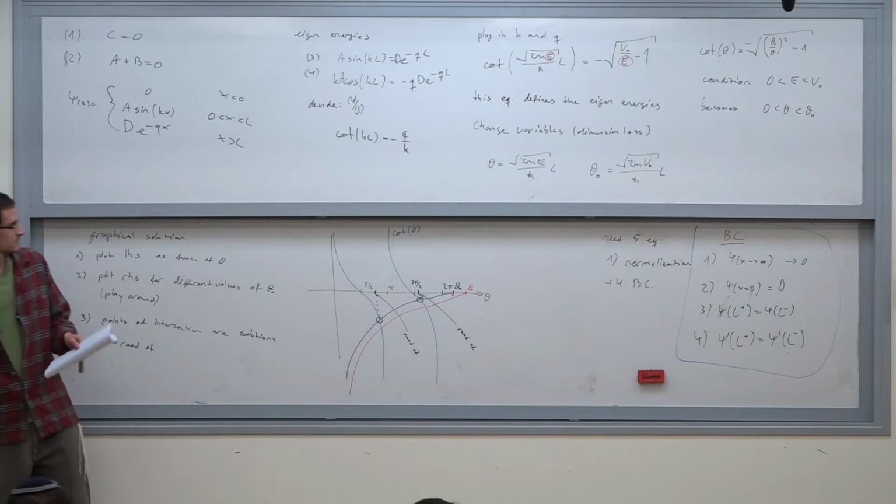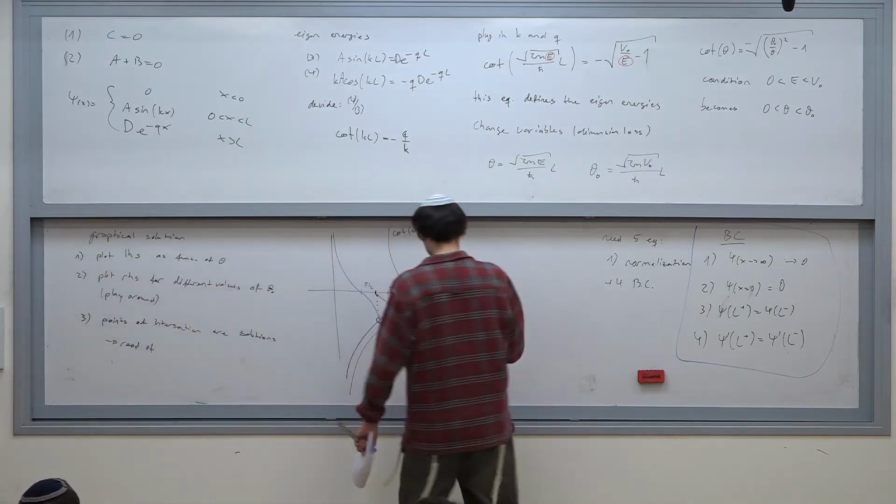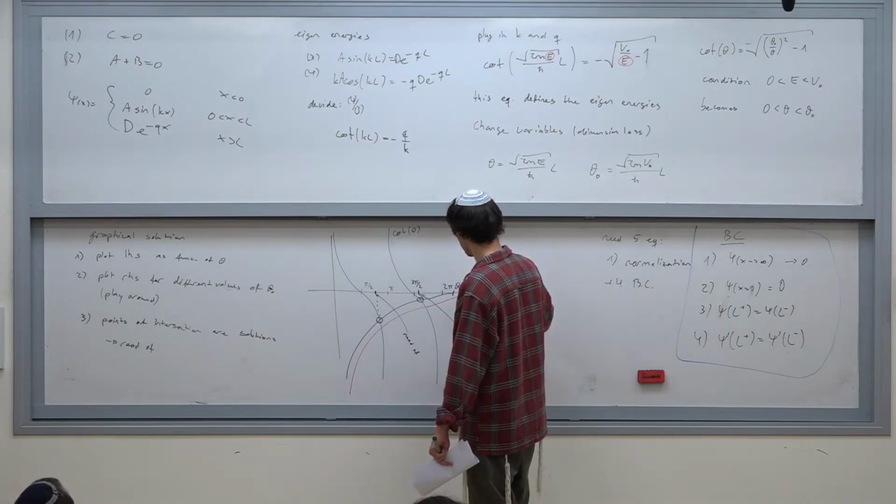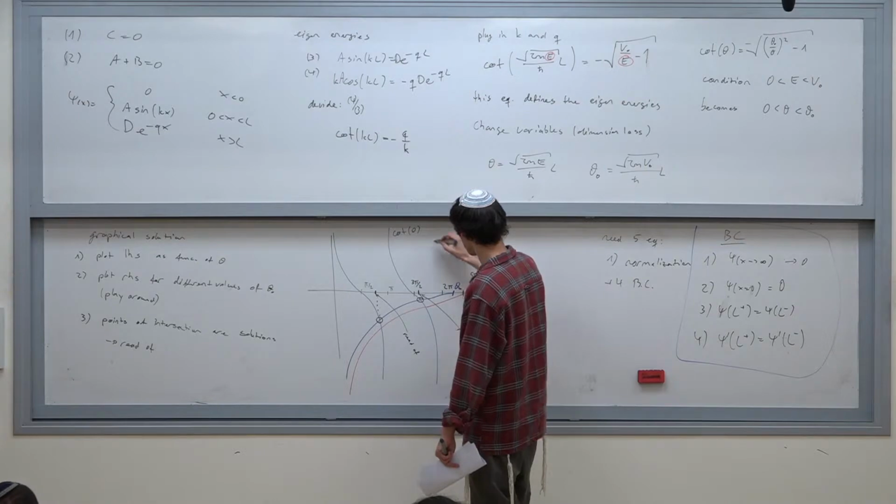The next cotangent will start at 2 pi, and let's say if here is 5 pi over 2, right, so it'll look like this.